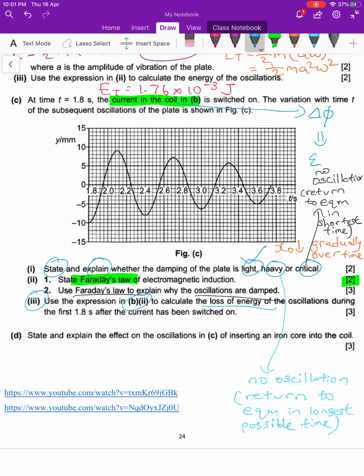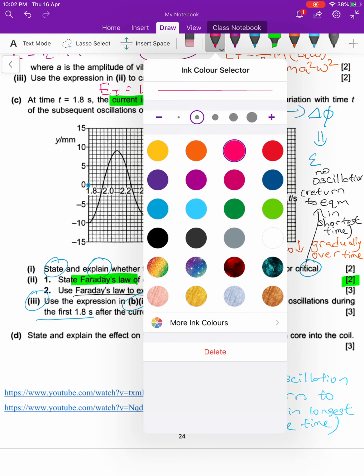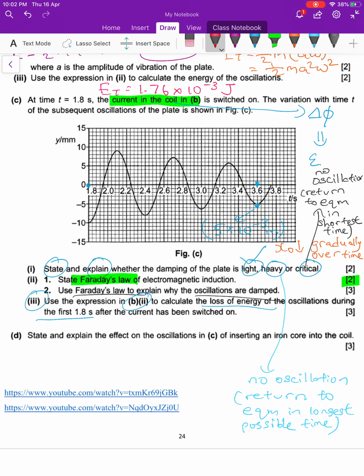Okay, so part 3, use the expression in part 2 to calculate the loss of energy. This is simple. During the first 1.8 seconds, and another 1.8 seconds makes 3.6 seconds. At 3.6 seconds, my amplitude is 5×10^-3 meters.